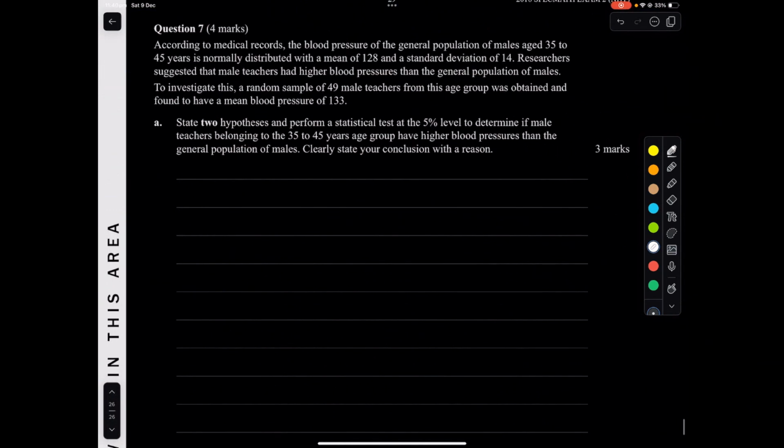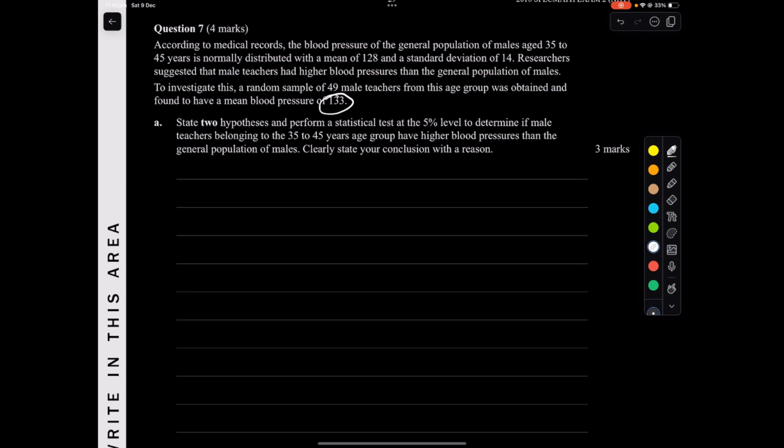Last question. Question 7. According to the medical records, the blood pressure of a general population of males aged 35 to 45 years is normally distributed with a mean of 128 and a standard deviation of 14. Researchers suggest that the male teachers have a higher blood pressure than the general population of males. To investigate this, a random sample of 49 male teachers from this age group was obtained and found to have a mean blood pressure of 133.